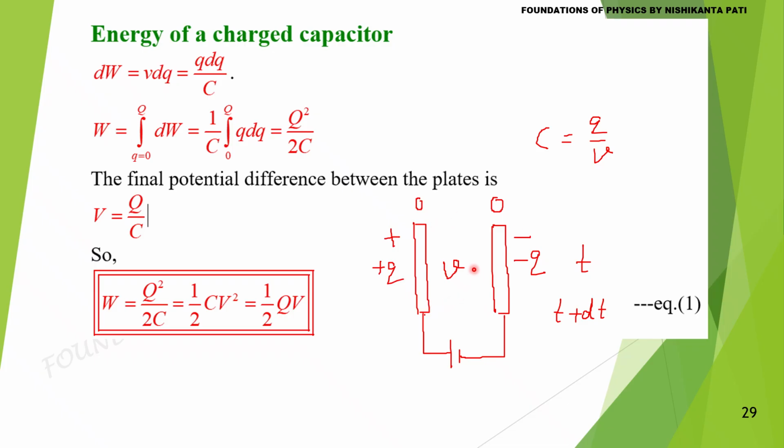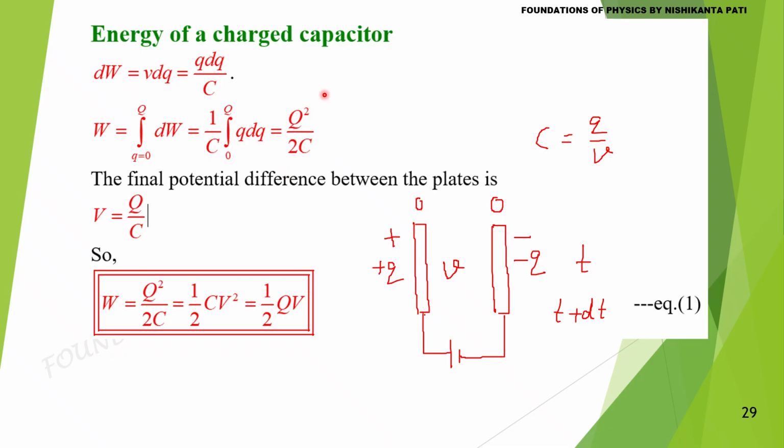So the work done against electric field is V dq. V means this left plate potential minus the right plate potential. So putting V equal to Q by C, then dW is the work done against electric field when charge dq is transferred from this plate to this plate. So the total work done to make the capacitor charged to Q, that means Q charge is transferred from this plate to this plate, total work done is Q square by 2C.